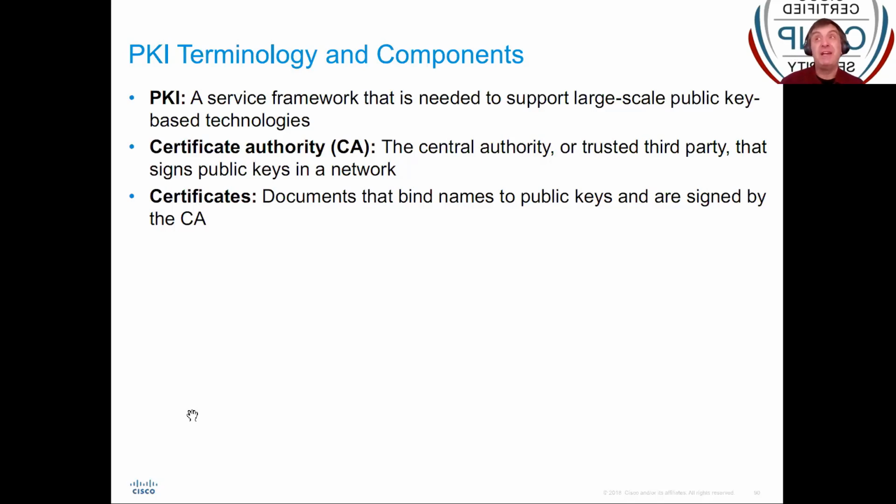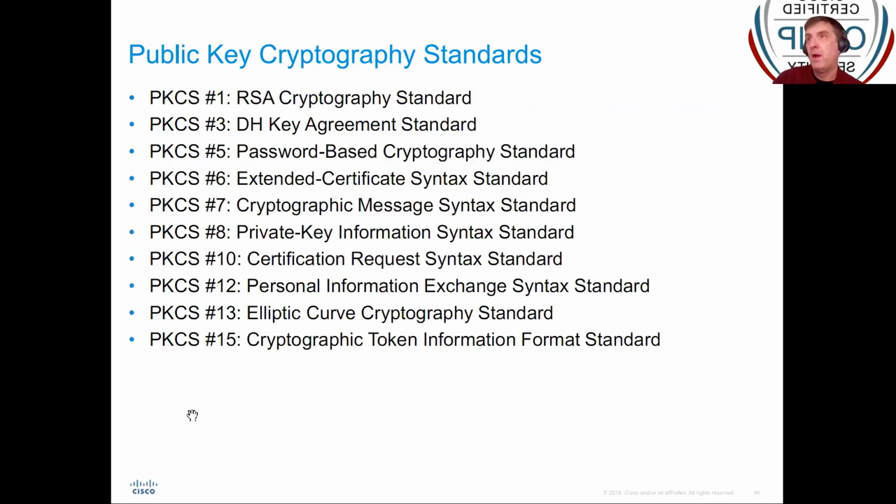And then not listed here, but also common, and we'll see this in my demo coming up shortly, is that there are subordinate or intermediate CAs that are in effect acting as a proxy for the CA, offloading some of its work. So we distribute that through public key infrastructure and provide subordinates or intermediates to the actual CA. And then, of course, the identifying certificate itself. Lots of standards around this. Cisco adheres to these very well.